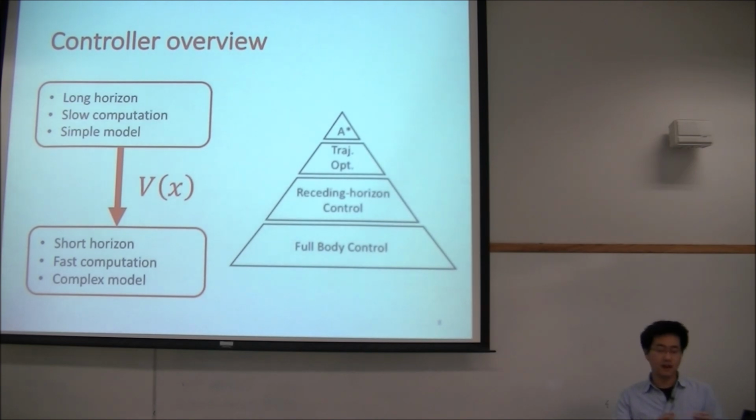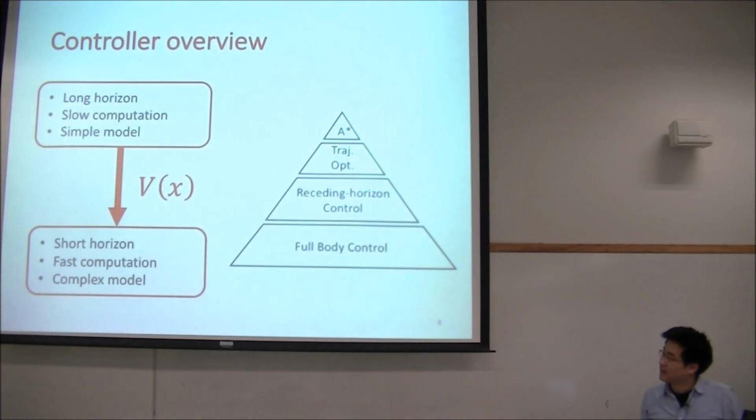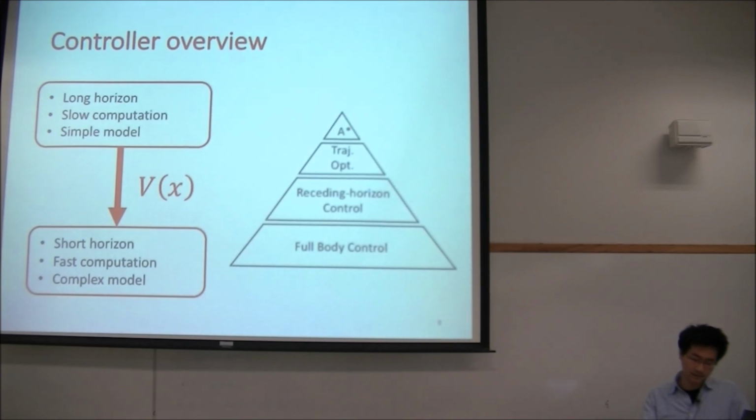So the high level idea for this talk is to find a balance between how far you look into the future and how complex a model you use. So at the top level, I plan for a long horizon, but because I can't afford to do full dynamics, otherwise it would be too slow to run online, I have to constrain myself to a simple model. But as I go closer to the actual hardware, I start to consider more dynamics, more constraints. But then I can't compute as far into the future, so I have to do a shorter horizon.